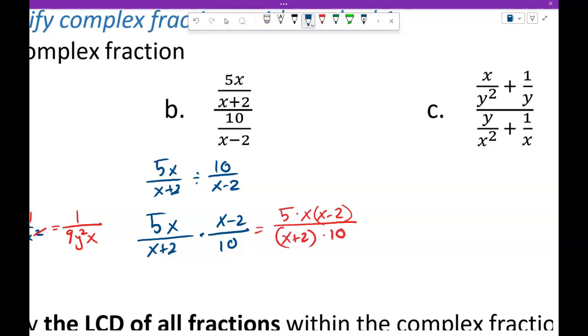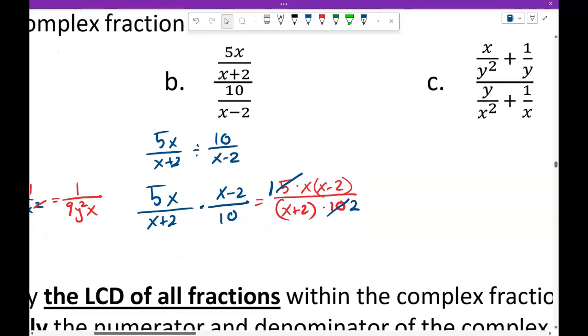And then we can see that 5 and 10 share a common factor of 5. So if we divide by the factor of 5, we're left with a 1 and a 2. So we're left to simplify x minus 2 in the numerator. And then we have 2 and x plus 2 in the denominator.